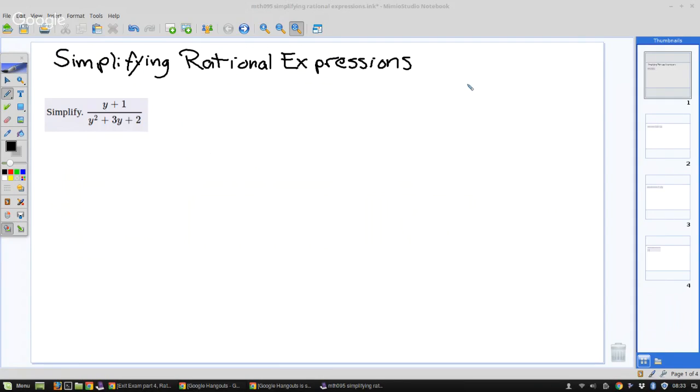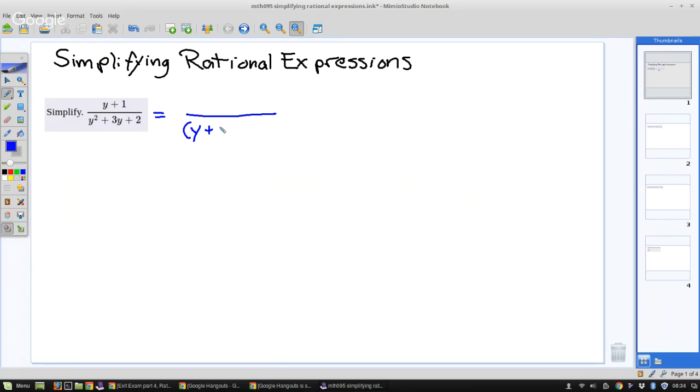Let's take a look at simplifying rational expressions. I have a few problems here. So here we have a polynomial divided by another polynomial, and we need to factor the denominator. This one factors pretty easily since we have simple numbers there.